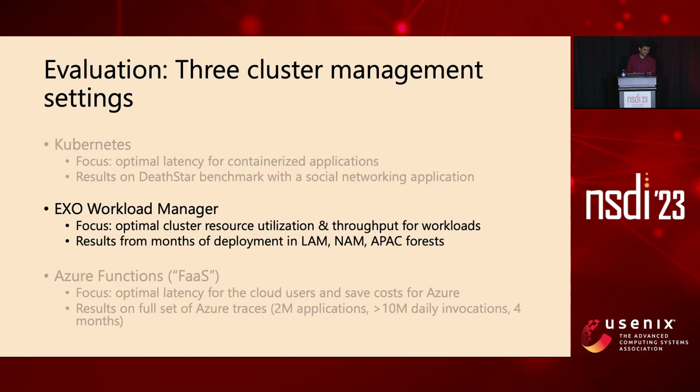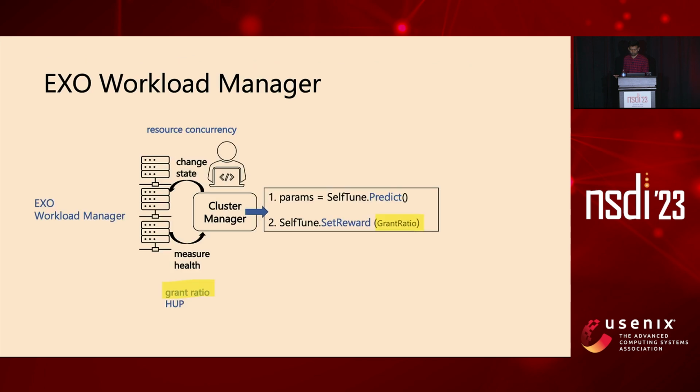The other evaluation setting we consider is the Exchange Online Workload Manager, which I spoke about in the beginning. So here, our goal is to optimize resource utilization and throughput. And we have results from a few months of deployment in various forests. Here we compute two metrics for the health. One is a grant ratio, which is a proxy for throughput, and HUP, which is a proxy for resource utilization. And using these, the workload manager controls the resource concurrency.